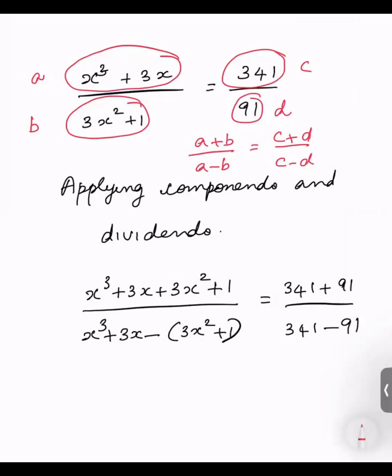Yes, Amrit, tell me. Can you apply the componendo and dividendo on only one side, like only on x cubed plus 3x plus 3x squared plus 1 by that, and not on the other side? No, you have to apply on both the sides with equal sign. Okay, both sides you have to apply, yes.